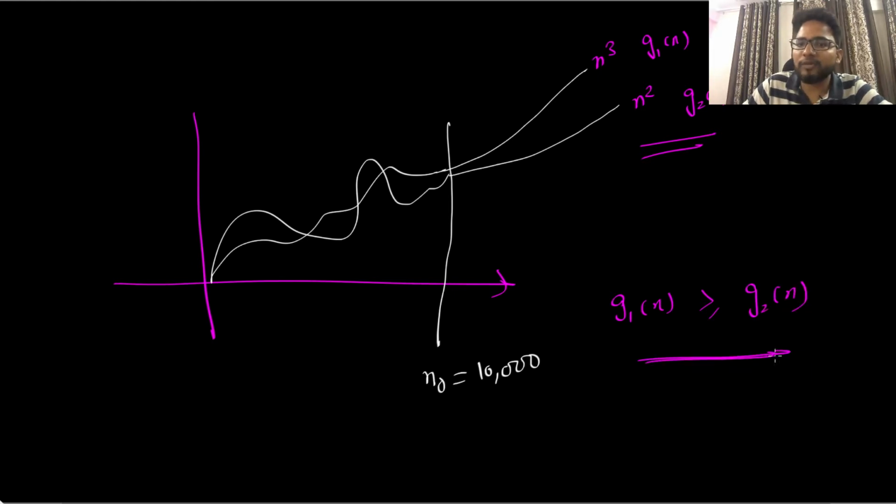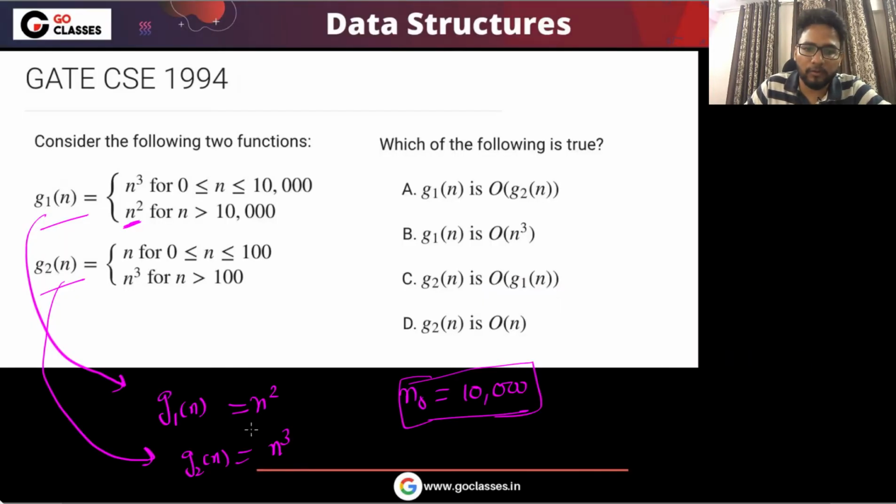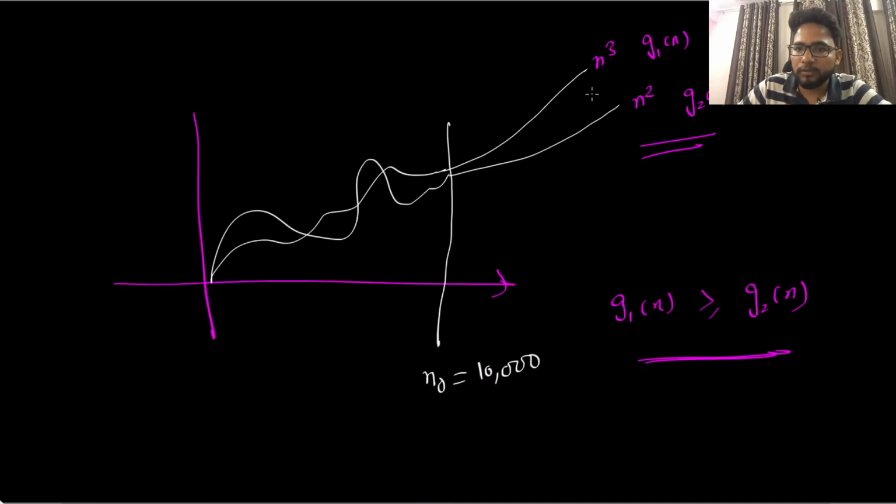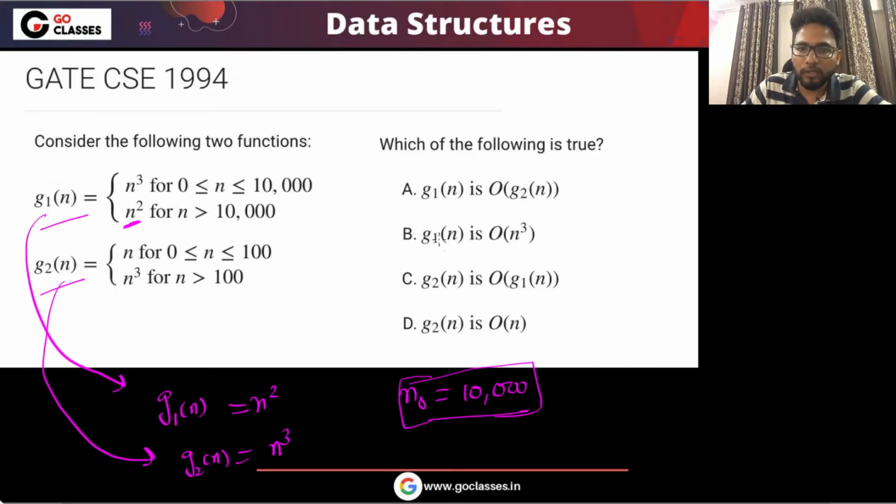You will say that yes, g1n is greater than or equal to g2n, because after a certain point, the things only matter. Okay, sorry, it is n square and it is n cube, so this is g2 and this is g1. I hope you got it. So you will say g2 is greater than or equal to g1n, which means g2 should be in the big O, right? So yes, A is true. Very easy question. This is just a piecewise function to confuse you.